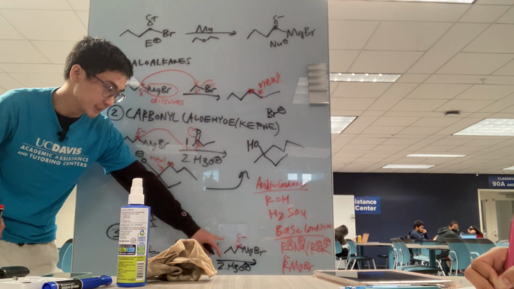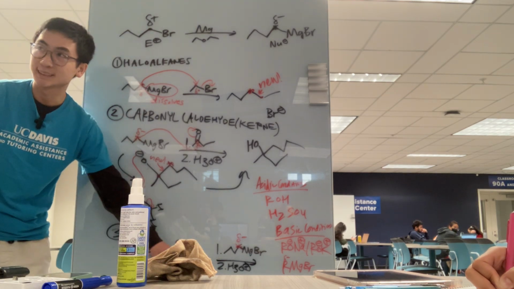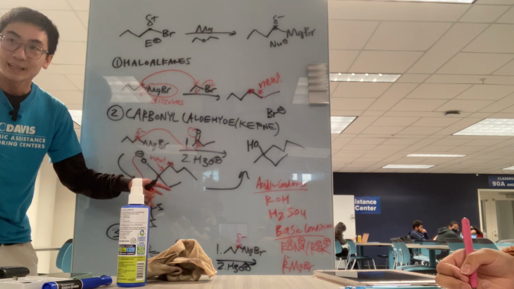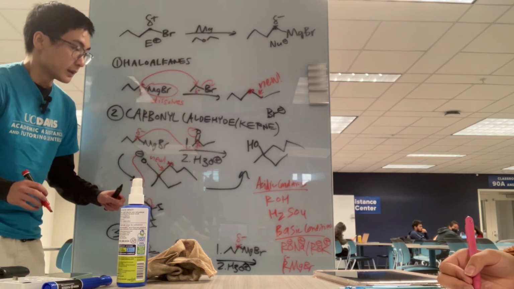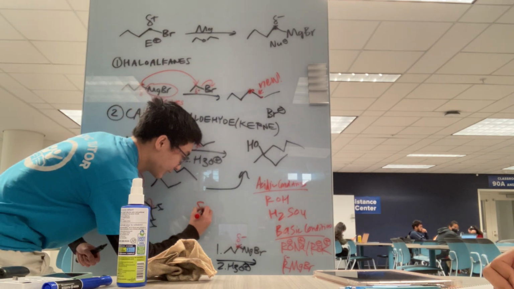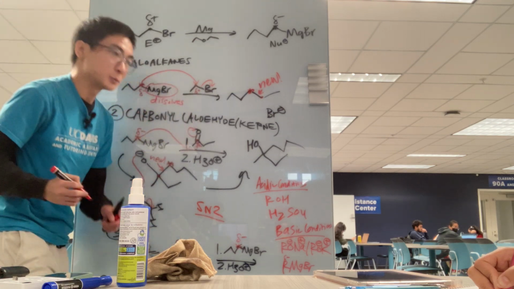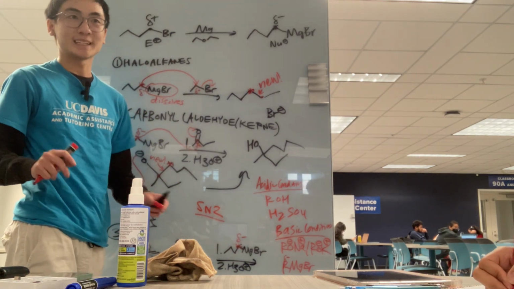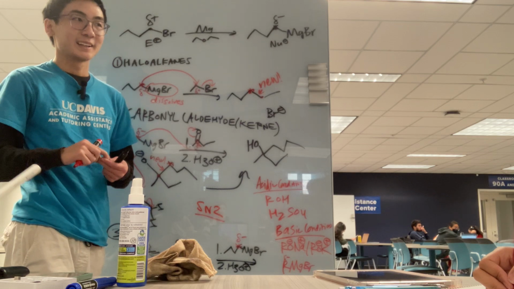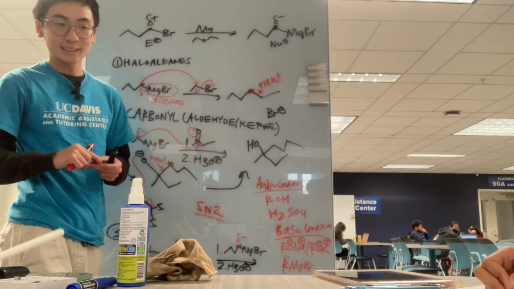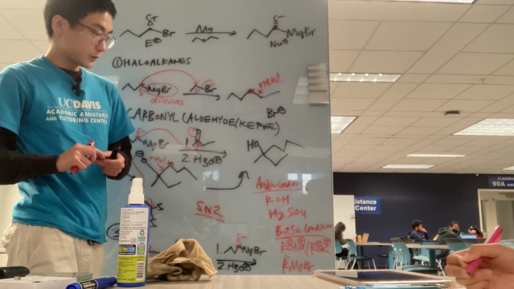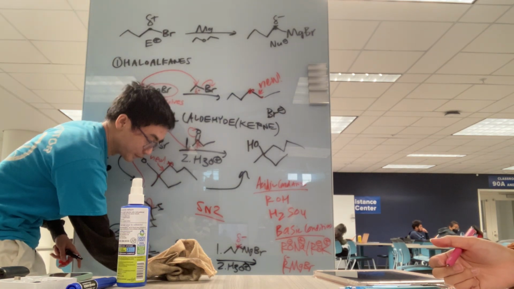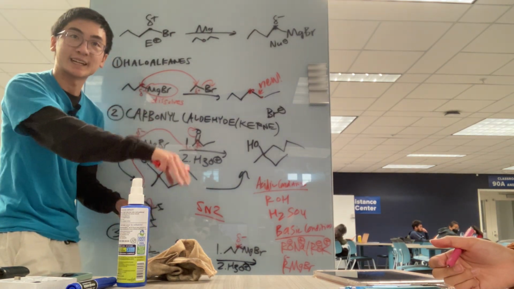So if we're in basic conditions here, would we attack the more or less substituted side of the epoxide? Less substituted side, right? Because in basic conditions, think of it like an SN2-like reaction. In SN2-like reactions, do we prefer to attack the more or less substituted side, and why? Less steric hindrance. Yep, because less steric hindrance. We want the nucleophile to attack the less substituted side because there are fewer groups attached to it. More space for the nucleophile to come in and attack, right?